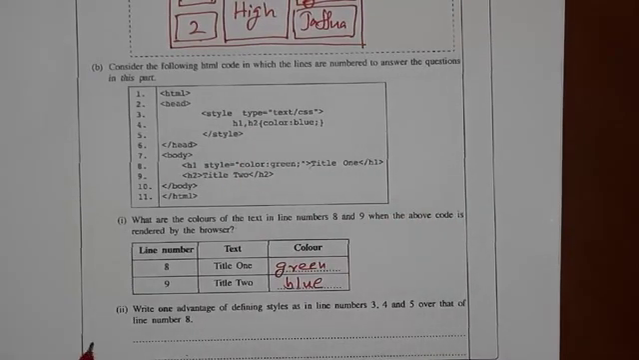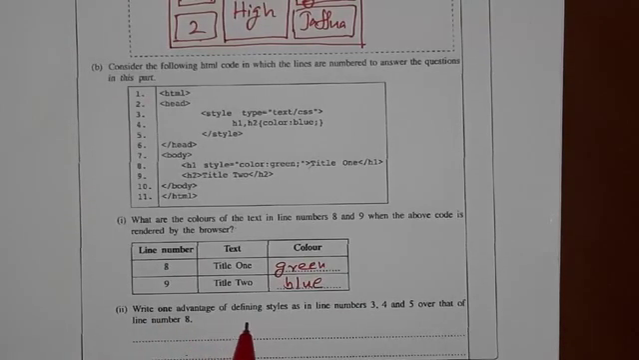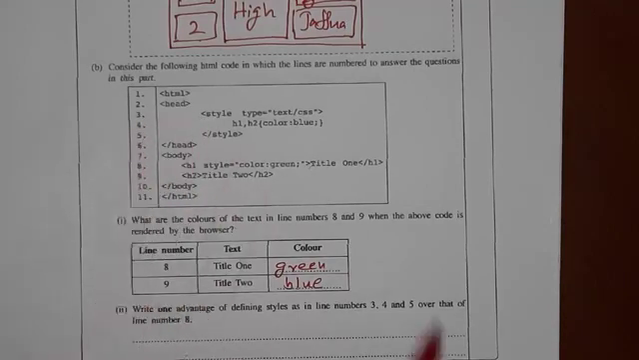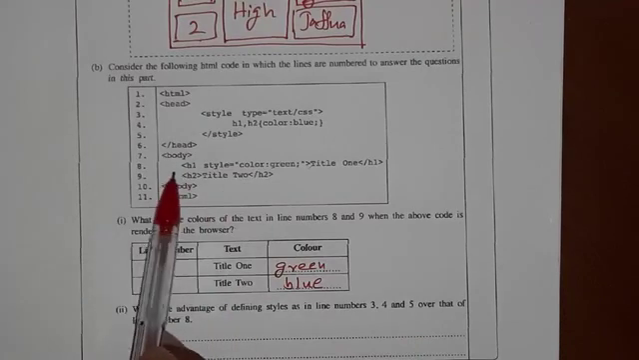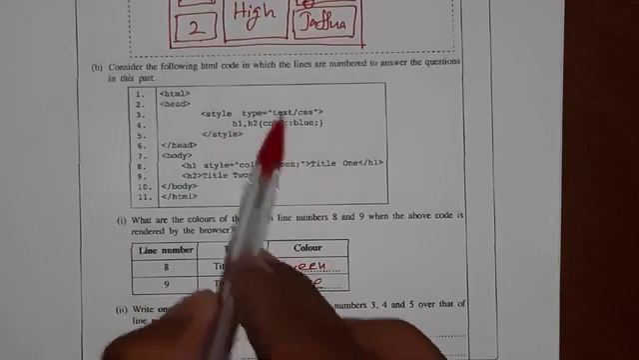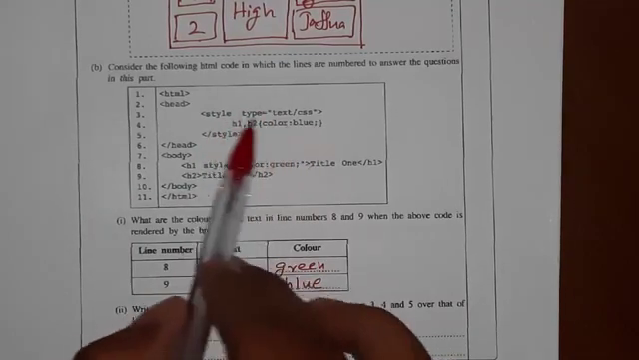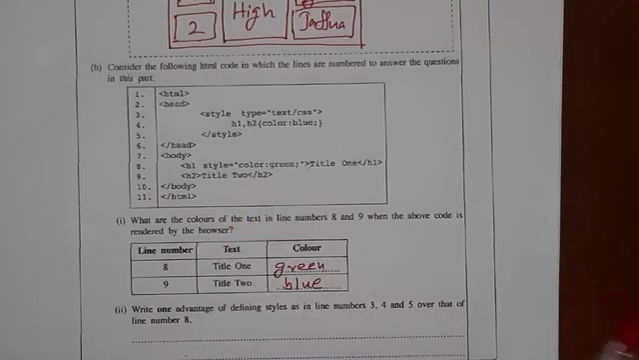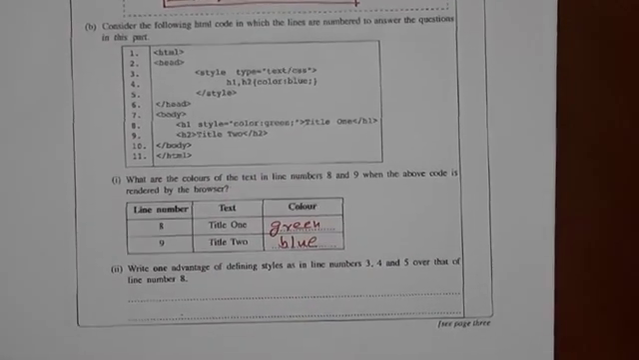Then the second one. One advantage of defining styles as internal over inline, lines 3, 4 and 5, or that of line number 8. So they are asking what are the advantages of these internal styles compared to the inline styles. That's the question.